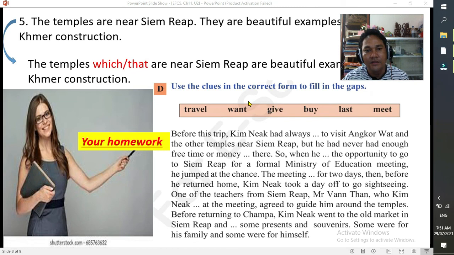So you take these clues, these words, to complete each gap, but please think carefully with the correct form, then fill in the gap. Okay, you could not use the original words from the book here to complete each gap.